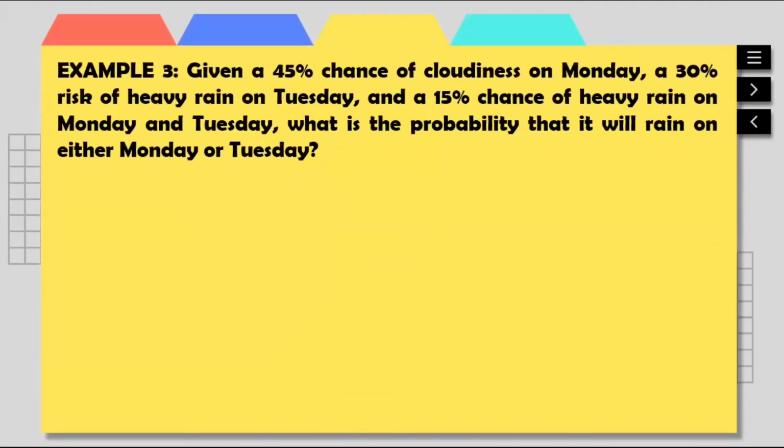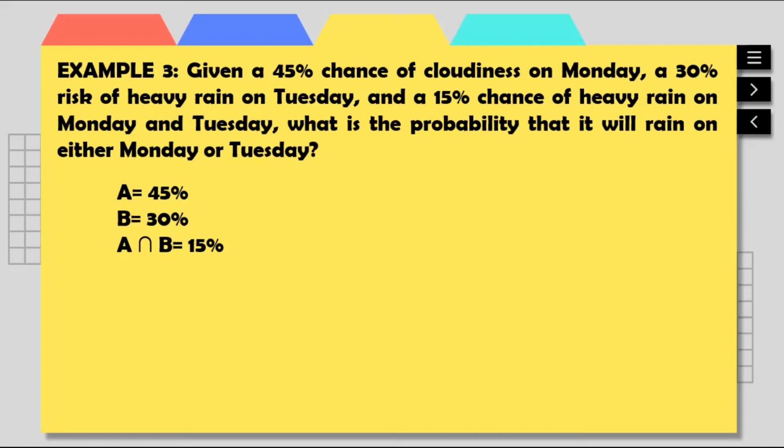Example number 3. Given a 45% chance of cloudiness on Monday, a 30% risk of heavy rain on Tuesday, and a 15% chance of heavy rain on Monday and Tuesday, what is the probability that it will rain on either Monday or Tuesday? So event A, it will rain on Monday, and event B, it will rain on Tuesday. So the probability of event A is 45%, and the probability of event B is 30%. And then A intersection B, we have 15%.